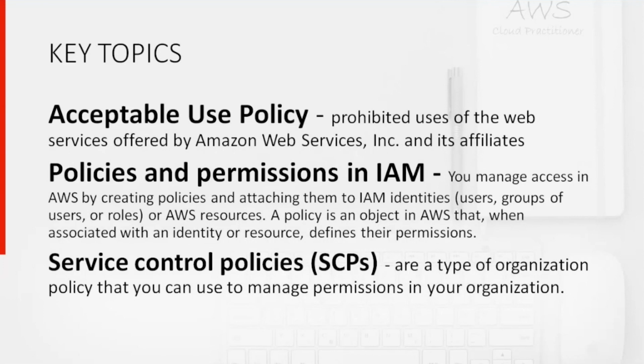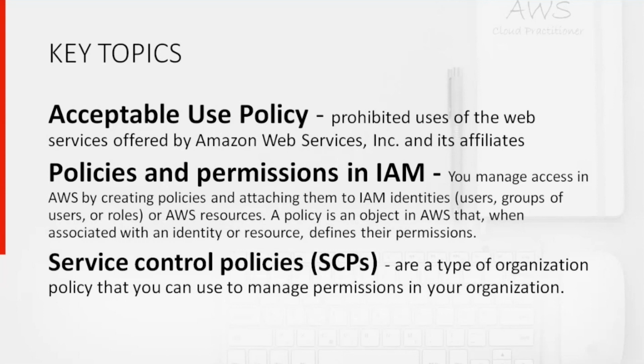Key topics. Acceptable use policy. Prohibited use of the web services offered by Amazon Web Services, Inc. and its affiliates. Policies and permissions in IAM. You manage access in AWS by creating policies and attaching them to IAM identities, users, groups of users, or roles, or AWS resources. A policy is an object in AWS that, when associated with an identity or resource, defines their permissions.